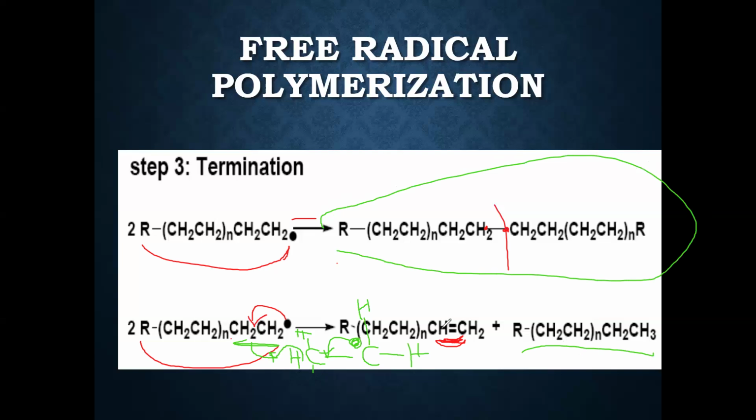Next time we will talk about more types of addition. We will talk about the cationic and then the anionic polymerization. And when we finish the chain growth polymerization, we will start to talk in detail about the step growth polymerization reaction.